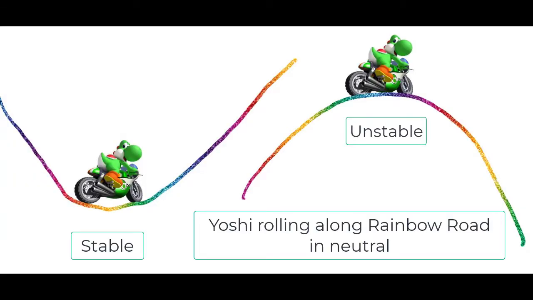So here's my quick explanation. On the left, Yoshi is in stable equilibrium when he's rolling along Rainbow Road. If he were to roll forward or backwards, eventually he will return to the position he is in, at the bottom of Rainbow Road. On the right-hand side, however, if he moved forward or backward, he would not naturally return to the peak of Rainbow Road. This is unstable equilibrium.